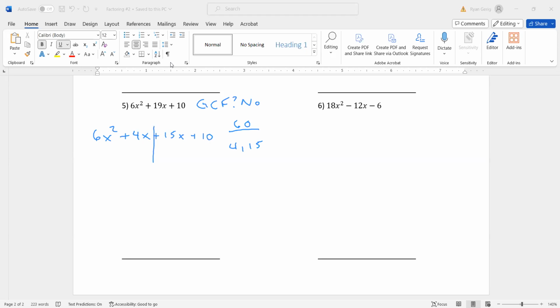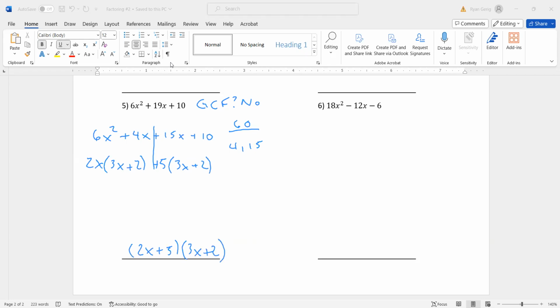And now I'm going to GCF the first two. That would be 2x. 6 divided by 2 is 3. X squared divided by x is x. 4 divided by 2 is 2. X divided by x cancels. For the second two, the GCF is positive 5. 15x divided by 5 is 3x. 10 divided by 5 is 2. And so my answer is 2x plus 5, 3x plus 2.